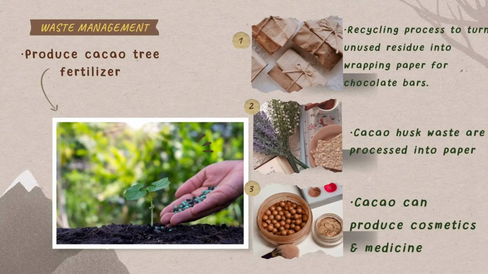Second, a recycling process to turn unused residue into wrapping paper for chocolate bars. UK specialist material group and fine paper manufacturer James Cropper has developed a new recycling process to turn unused residue from the 3.5 million tons of cocoa beans produced each year into wrapping paper for chocolate bars. The finished product is a light brown paper packaging that comprises mostly unbleached cellulose fiber from sustainable crops and boasts a 10% cocoa husk content.